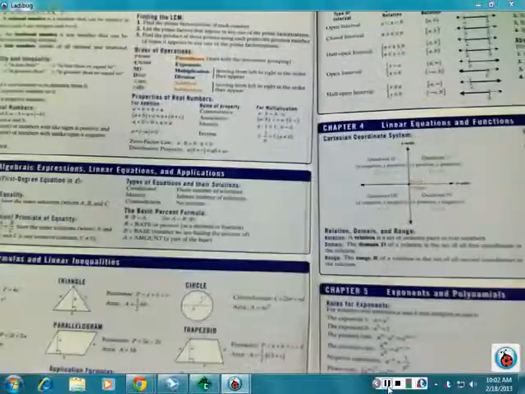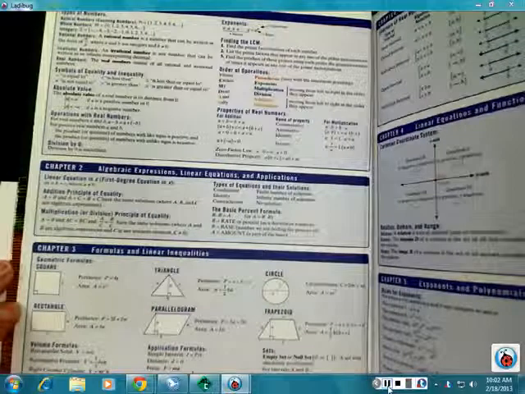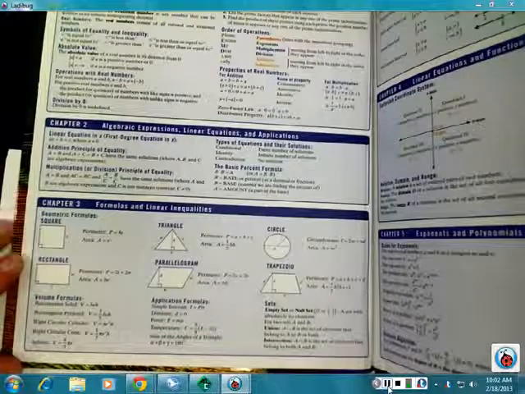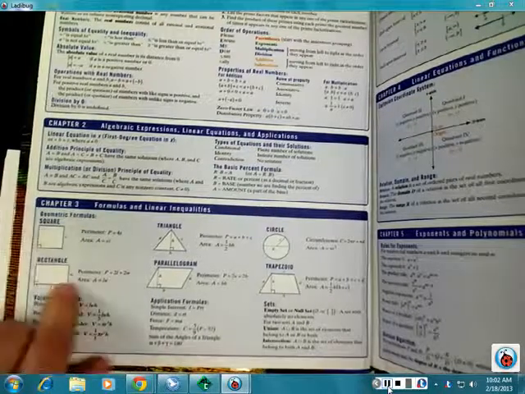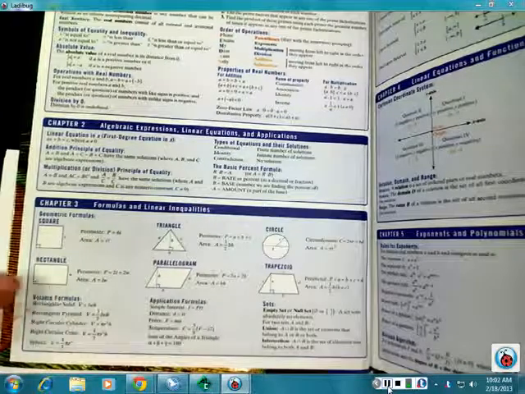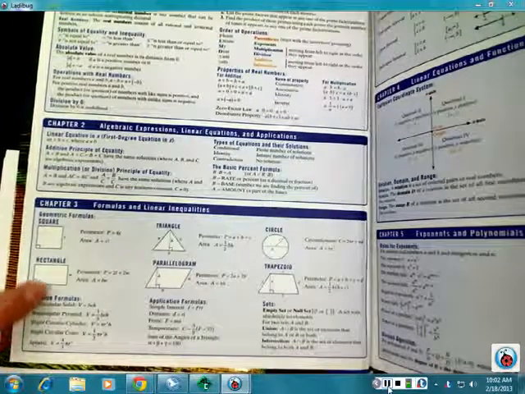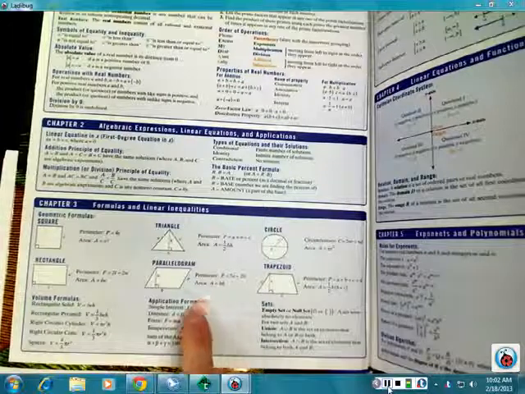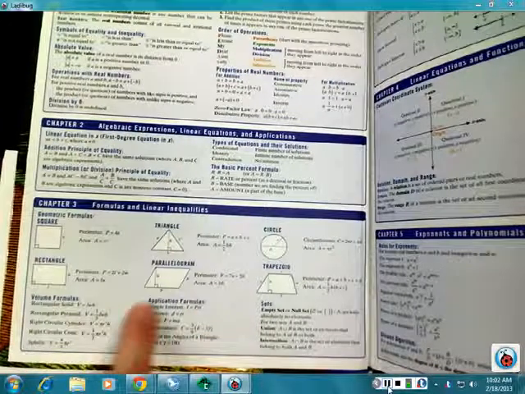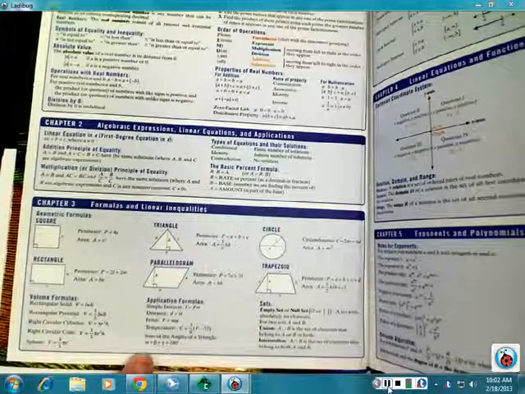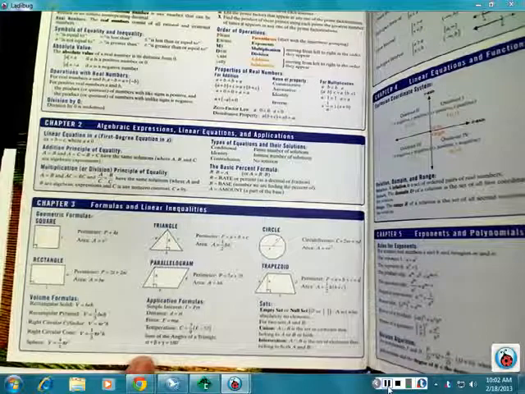On the very front cover of your textbook, at the very bottom of that textbook page, there are all of your different formulas that you run across in this section. It has your geometric formulas, it has the volume formulas, it has your application formulas. These we use not only in this class, but we also use those in intermediate algebra as well.